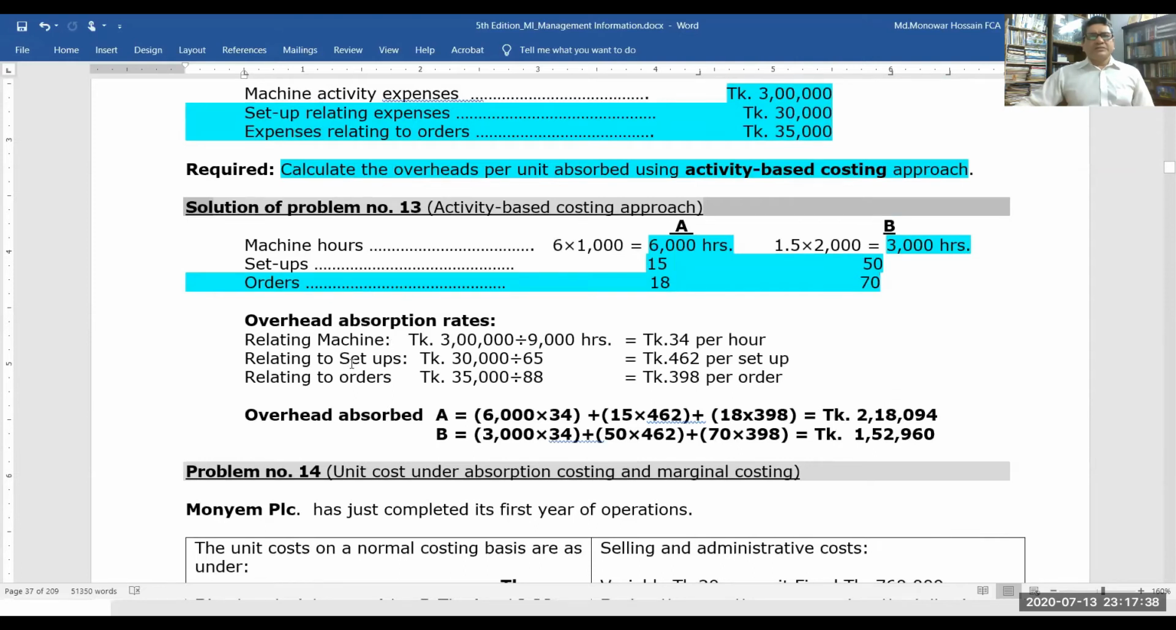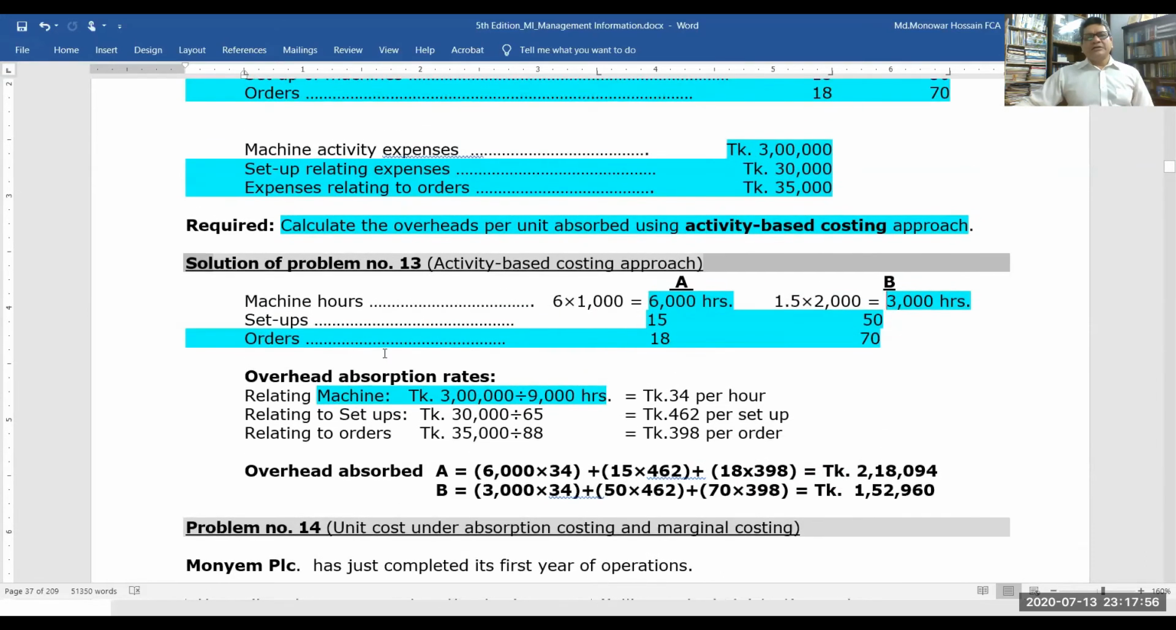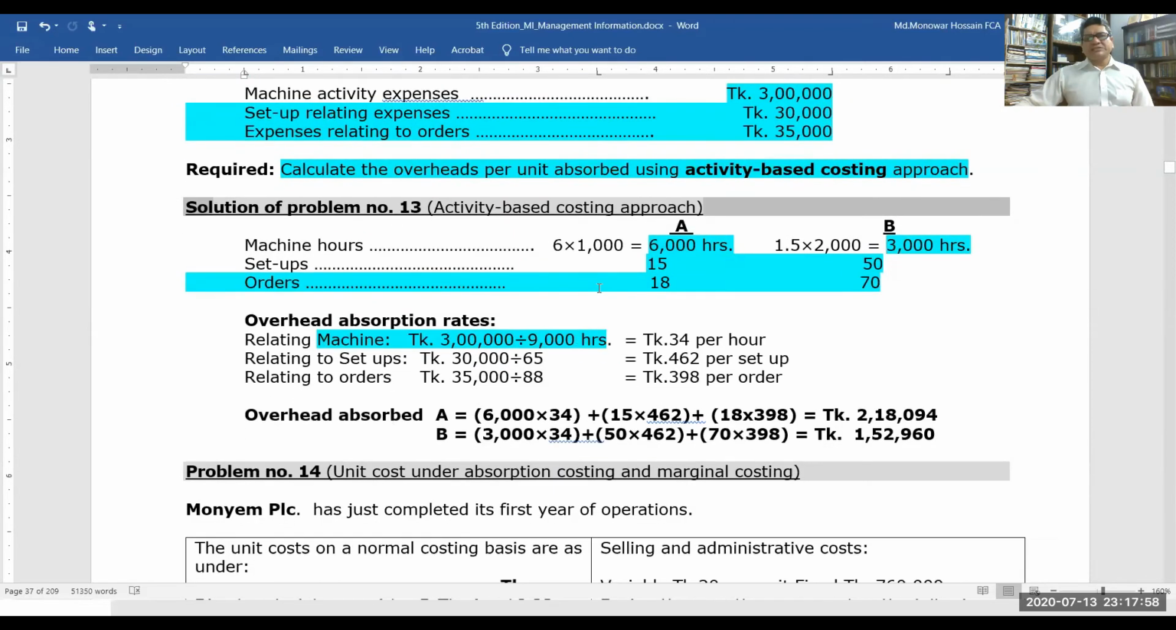And overhead absorption rate is relating to a machine: 3 lakh divided by 9,000 hours. What would be 9,000? 6,000 plus 3,000 is the total. So if we divide it to the machine, so machine activity expenses would be 34 taka per hour.